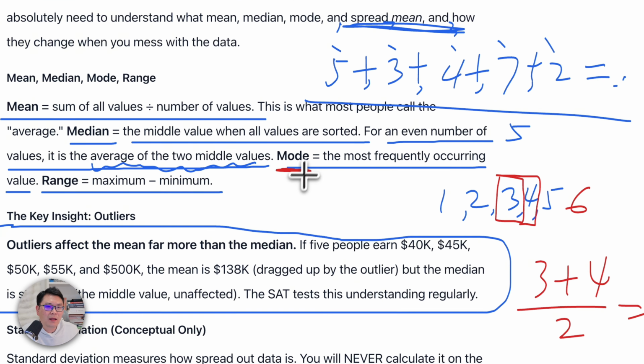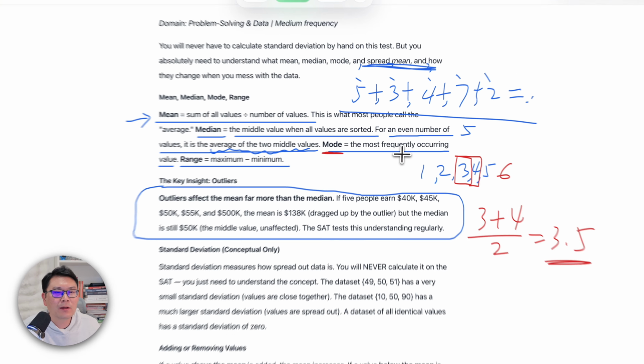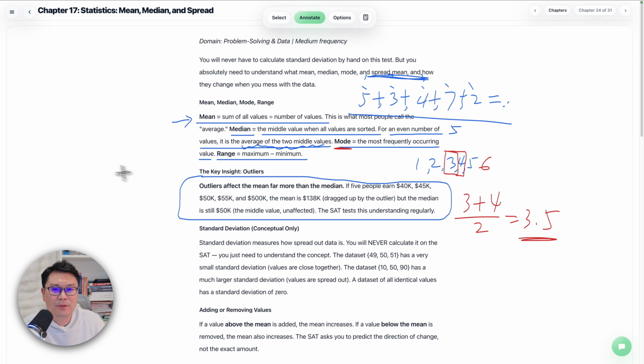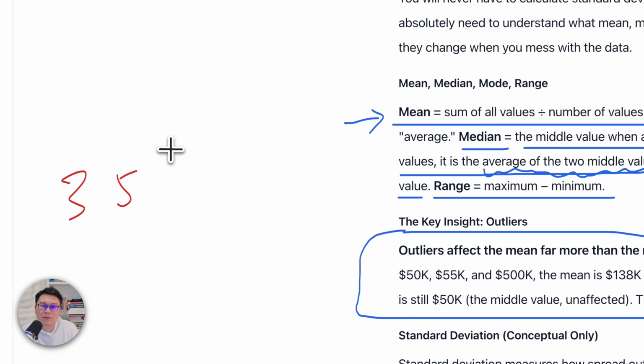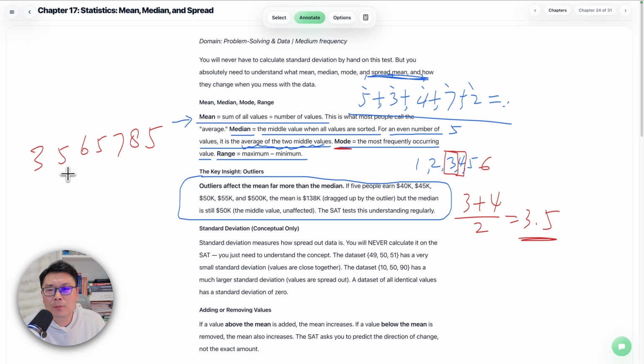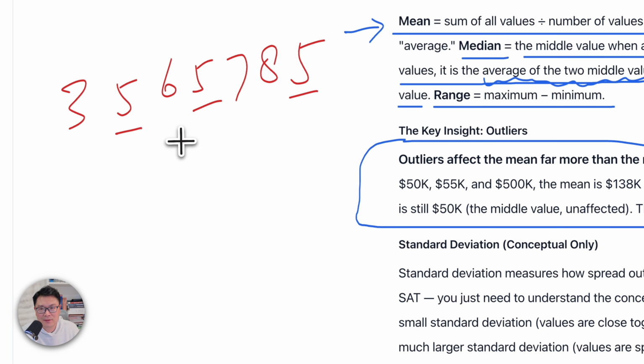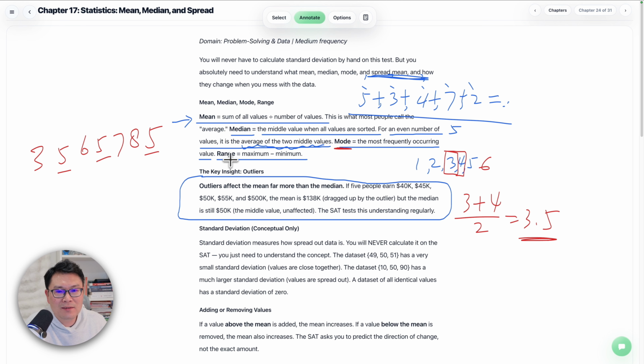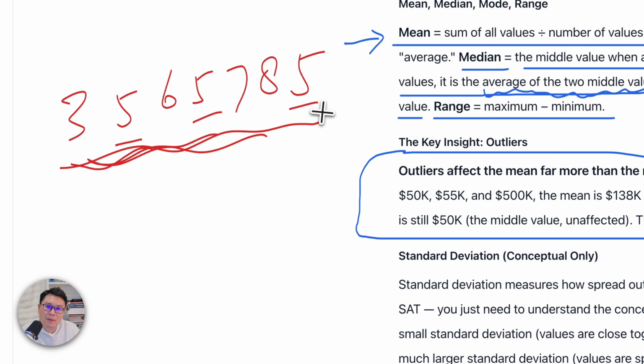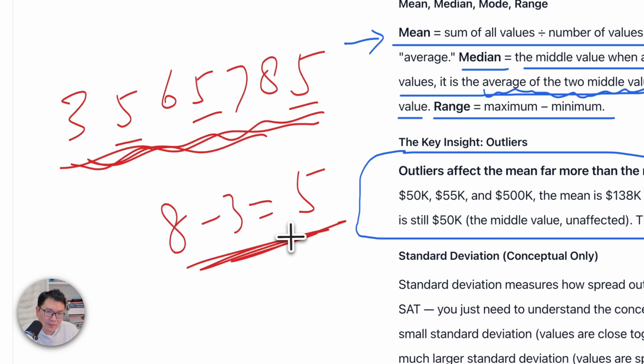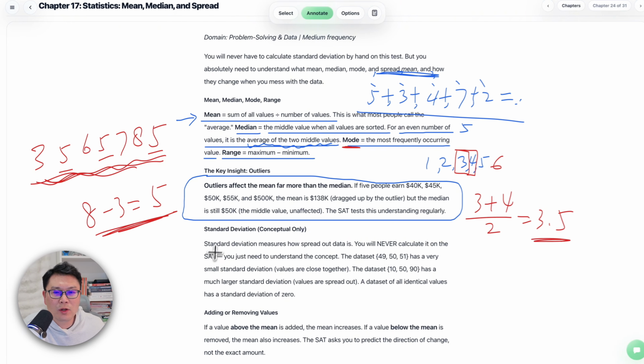And then the mode of the numbers is the most frequently occurring value, all right? For example, you have a group like 3, 5, 6, 5, 7, 8, 5. Then the most frequently occurring number is 5. That's the mode. All right, and then the last concept, range. Range means the maximum number subtracted by the minimum. Let's just take this example again. The maximum number here is 8, and the smallest number, the minimum, is 3. And the range is going to be 5, right? So that's the range.